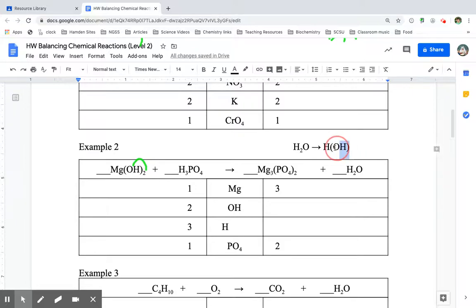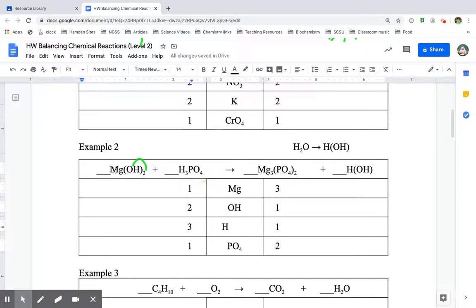So what I'm going to do is change this from H2O and put it in as HOH, because I want to be able to see that family when I'm counting. Now it's way easier to say, oh yeah, I have 1 OH and 1 H. All right, let's start balancing. 3 Mg's on this side.